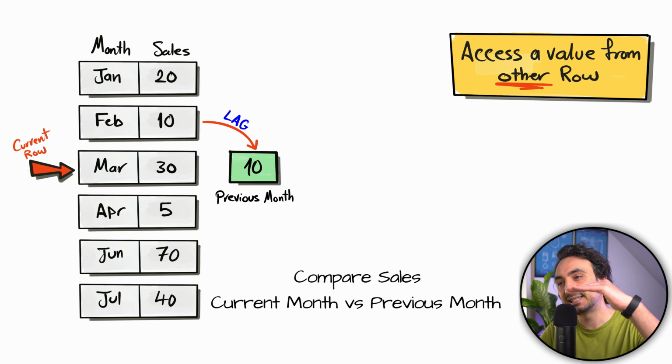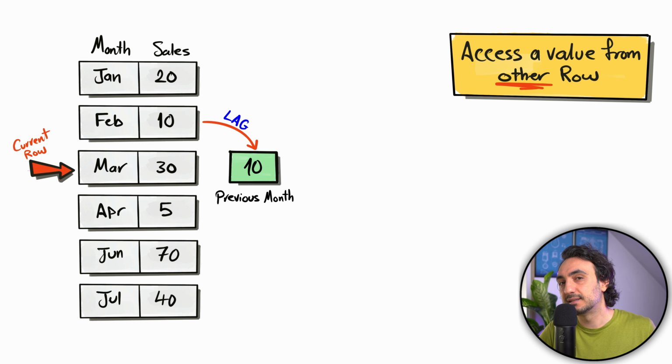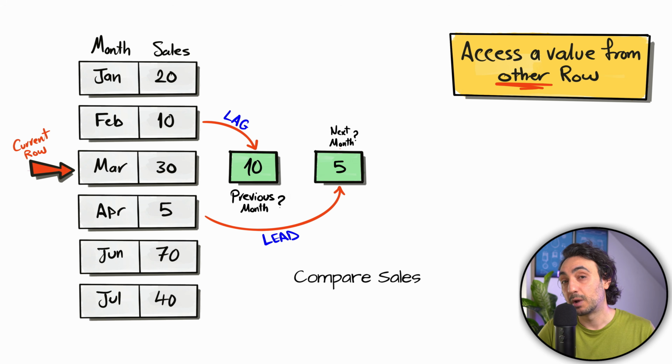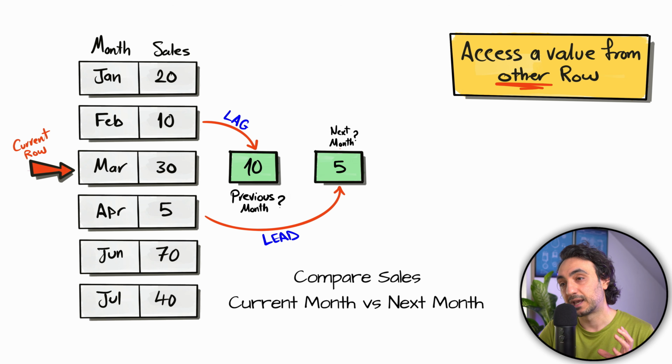So with that, we have in the same row the current sales of the month March and as well the sales from the previous month, February. And maybe in other cases, I would like to get the sales of the next month from April. In order to do that, we can use the function lead and we will get at the same row the value 5. So now I can very quickly compare the current month with the previous month and as well with the next month.